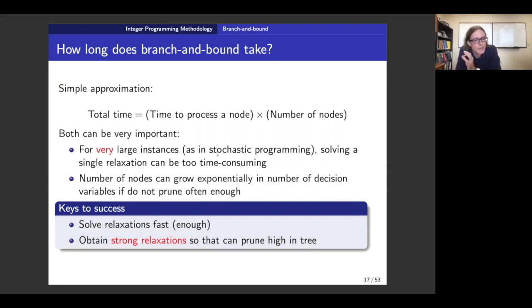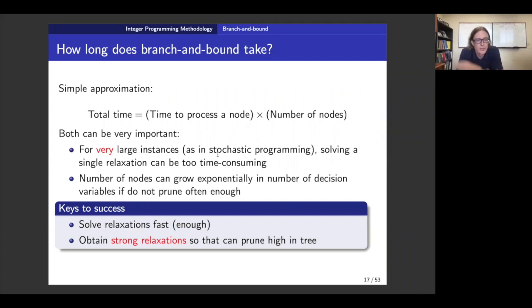Okay? So in particular, in the case of stochastic programming, if you have a very, very large instance, even solving, say, the linear programming relaxation of a very large stochastic integer program can be extremely time consuming, right? Because it's a very, very large formulation. So time to process a single node might become a limiting factor in a situation like that. On the other hand, as is typical in integer programming, even if you can solve a single node very fast, if you're not careful about how many nodes you have, how you're doing good branching, and how you're doing good relaxations in this branch and bound process, that number of nodes can grow exponentially in the number of decision variables. And exponential growth ends up destroying anything, right?